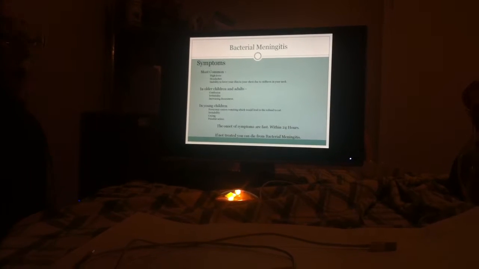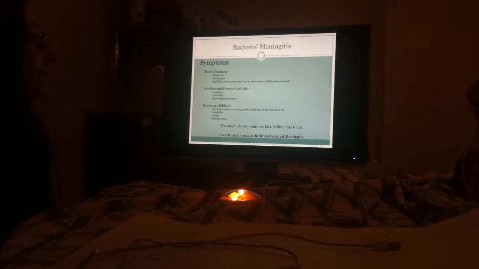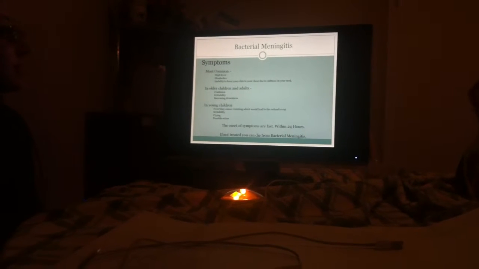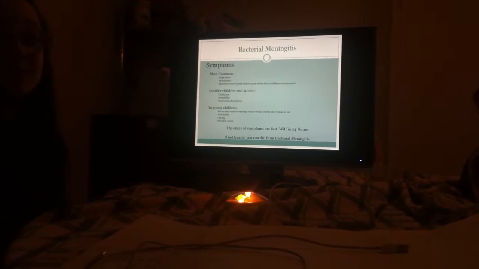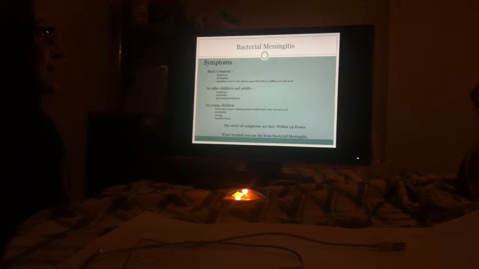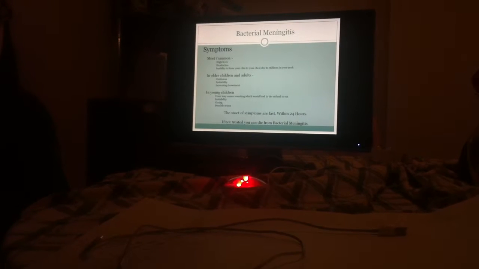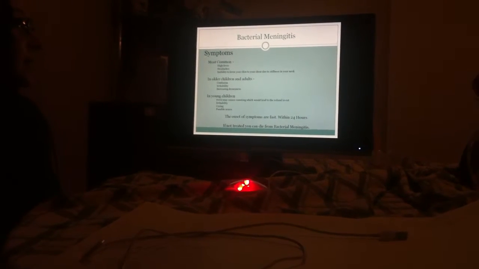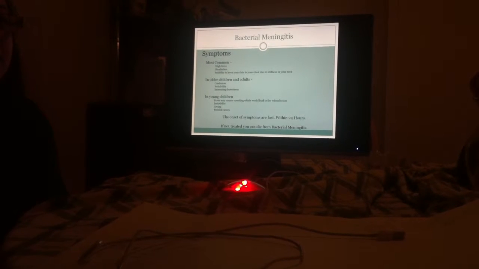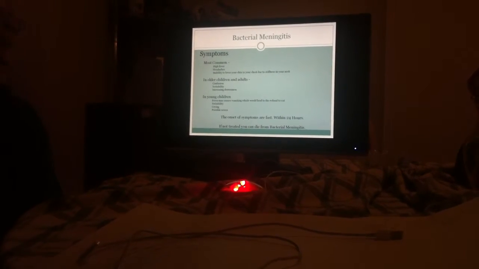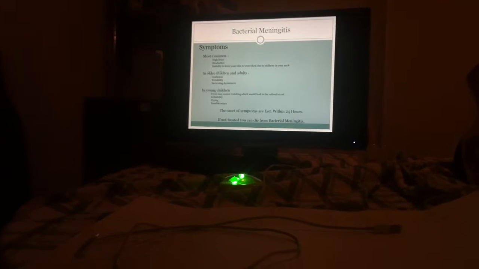Some of the most common symptoms are high fever, headaches, and inability to lower your chin to your chest due to the stiffness in your neck. In older children and adults, it can be a little trickier, but some symptoms are confusion, irritability, and increased drowsiness. In younger kids, like infants, it can be harder to tell, but it could be irritability, crying, vomiting, which will prevent eating, and possible seizures. Symptoms can come fast, even within 24 hours. If it's not treated, you can die from this.